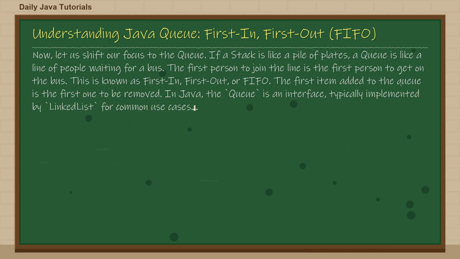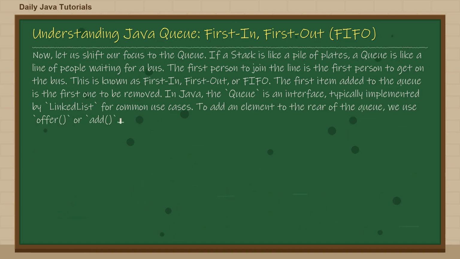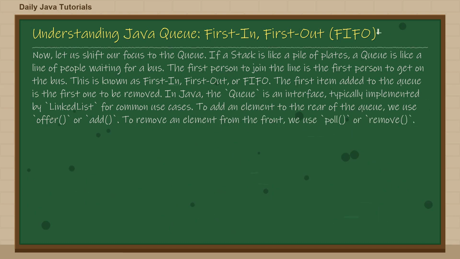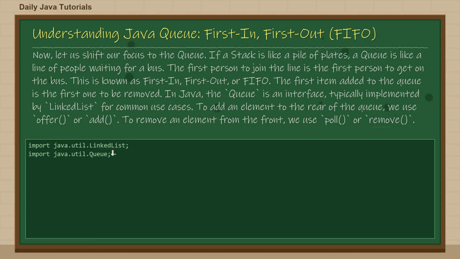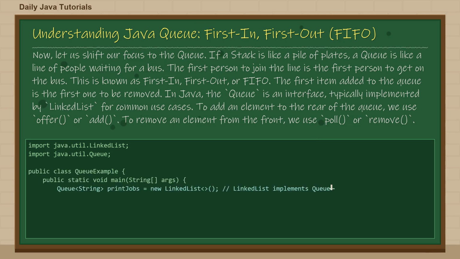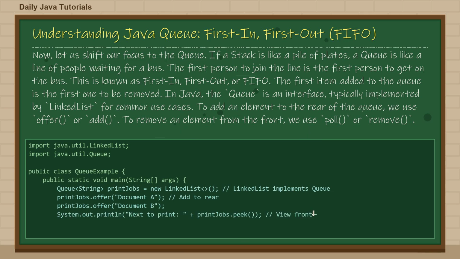In Java, the Queue is an interface typically implemented by LinkedList for common use cases. To add an element to the rear of the queue, we use offer or add. To remove an element from the front, we use poll or remove. And just like with stack, peek allows us to look at the element at the front without removing it. The isEmpty method also works here to check if the queue is empty.